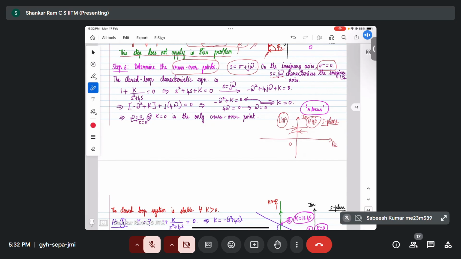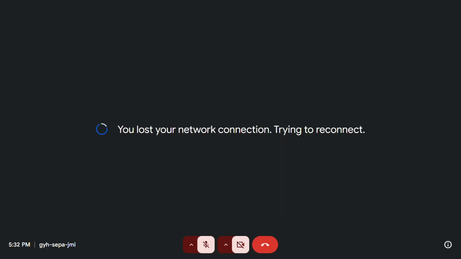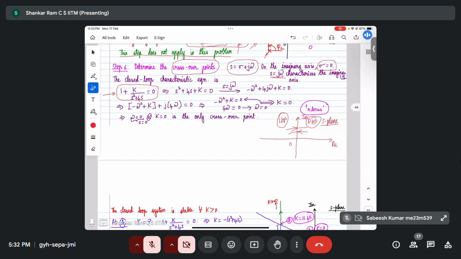If we want to find these potential crossover points, in the closed loop characteristic equation, 1 plus G(s)H(s), we substitute s equals j omega and figure out whether there is any reasonable solution for a crossover point. Let's do that in this particular example. If you recall, the closed loop characteristic equation is 1 plus k divided by s squared plus 4s equal to 0, that is, s squared plus 4s plus k equals 0.